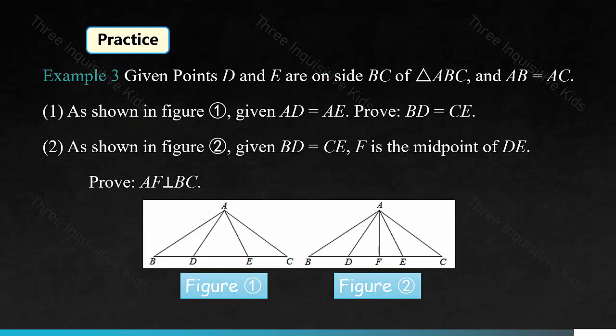Given points D and E are on side BC of triangle ABC, and AB equals AC. As shown in the figure, given AD equals AE, prove BD equals CE. Given BD equals CE, F is the midpoint of DE. Prove AF is perpendicular to BC. So I really want you to try out at least one of these questions, and it's even better if you challenge yourself to do two. But doing these questions will really improve your ability to write out clear solutions and your logical and abstract thinking.